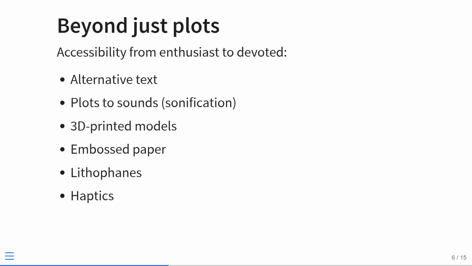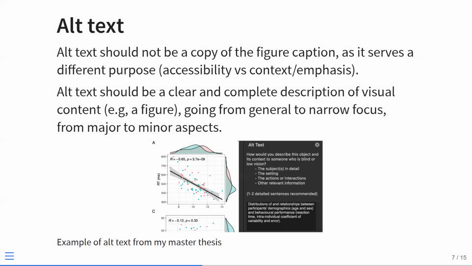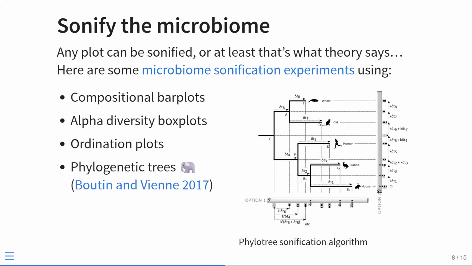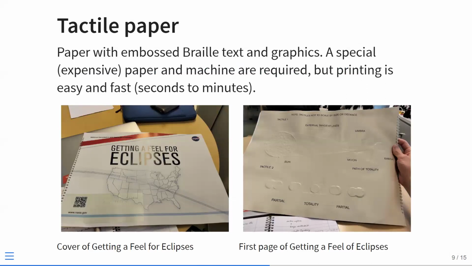So these are a few examples. Probably we won't have time to go through all of them. Alternative text may be more familiar to most of us, and there is a package in R to produce alt text for our graphs. Someone developed an algorithm to sonify, so to represent hierarchical trees or phylogenies with sound. So you can look it up if you're interested. But not just plots, all graphs can be sonified, so using sound to encode them.